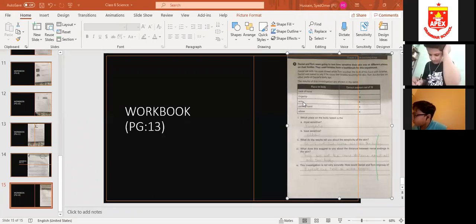Okay, now number 4. This investigation is not very accurate. How could Daniel and Tom improve it? If we want to improve something, then what should we do? We should repeat it. So write the answer: repeat the test on more people.